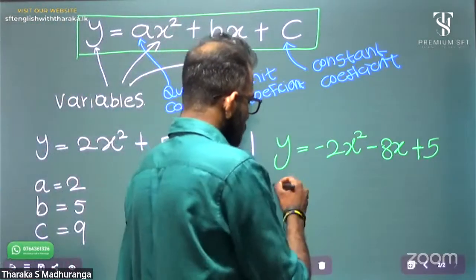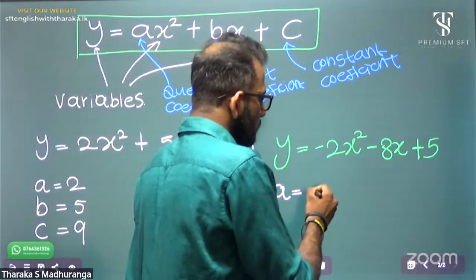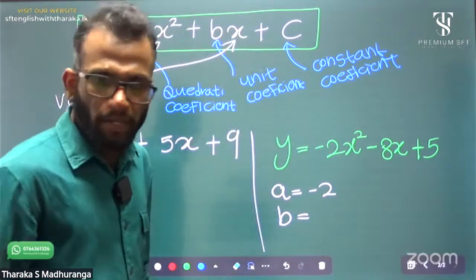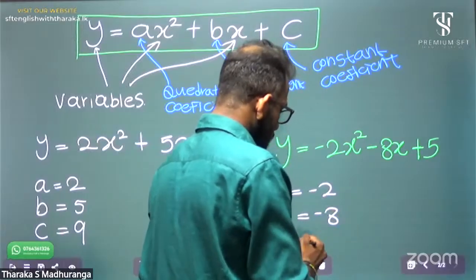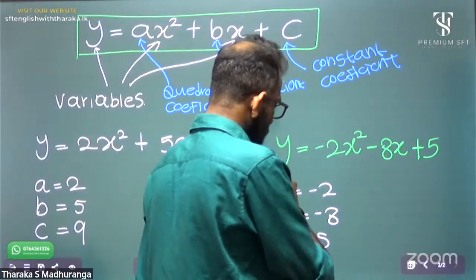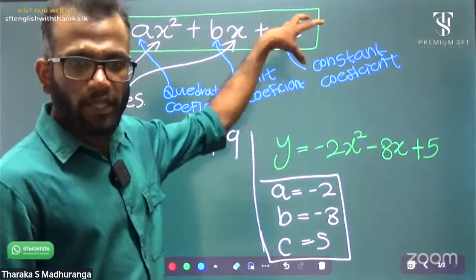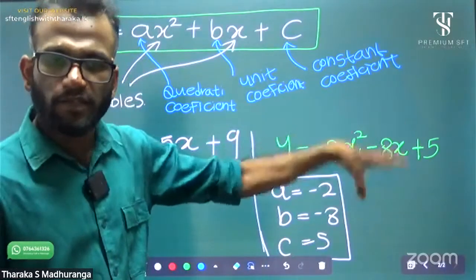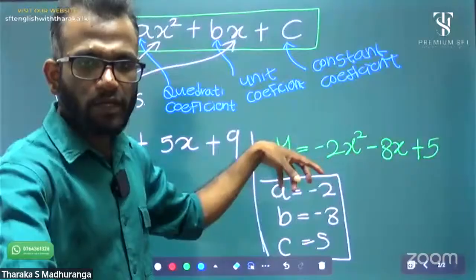Okay, very good. A value equal minus 2, B equal minus 8, very good, not 8, minus 8, C equal plus 5. Okay, they are the values of A, B, and C. This is the common equation. That's how I identify A, B, C values. A, B, C constant values. That's a method.